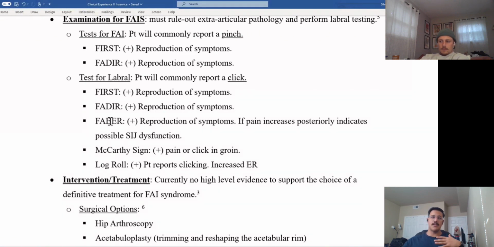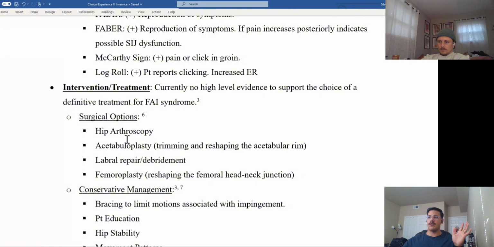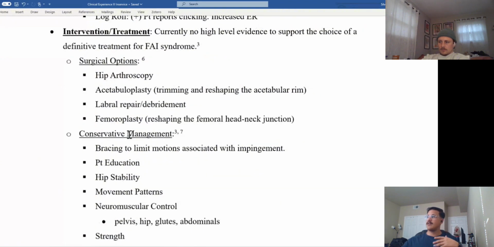But needs to be mentioned for the sake of mentioning all hip involvement. Mm-hmm. And now moving into more treatment and intervention stuff.